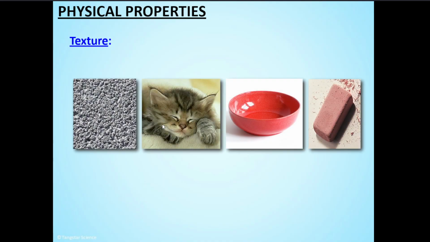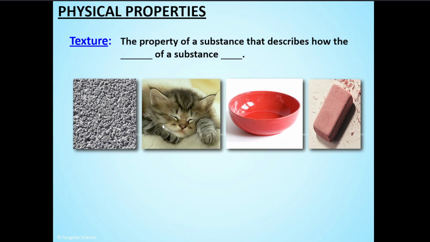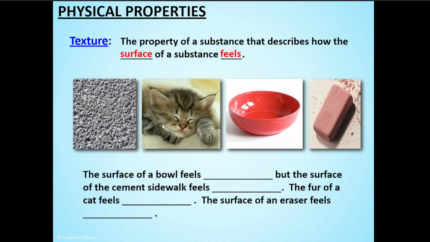Next physical property we're going to talk about is texture. Texture describes how the surface of a substance feels. A bowl can feel smooth, but the surface of the cement sidewalk feels rough, and the cat fur feels soft. And an eraser can feel rough or tacky.